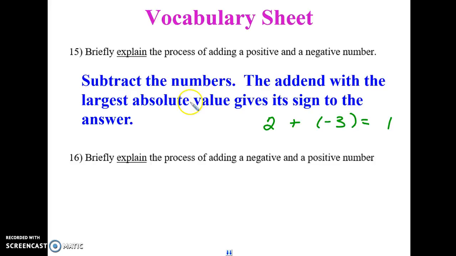The add-in with the largest absolute value gives its sign to the answer. The absolute value of 2 is 2. The absolute value of -3 is 3. This is your larger add-in. So this number gives its sign to the answer. Okay?